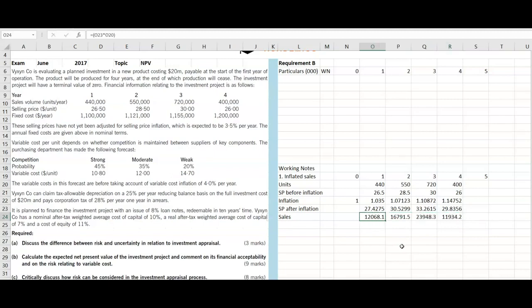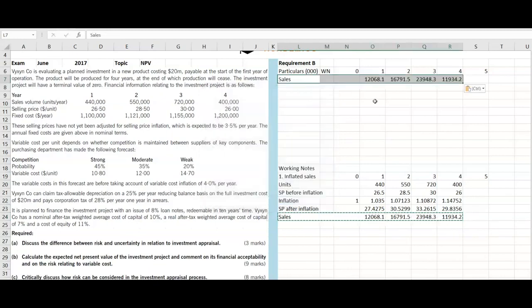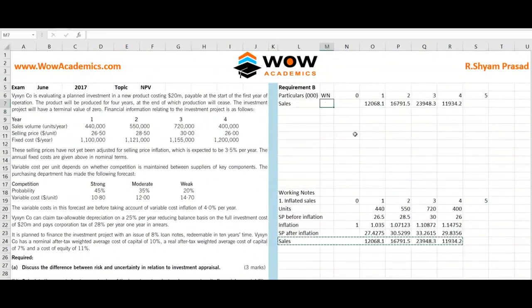So we got our numbers. We'll take these numbers and paste them here. In the exam, if you don't have this special paste function, then you have to type each of these numbers individually. In Excel, we have all the formulas easily and can quickly get it. But in the exam, if you don't have this function, you have to type each of these individual numbers. Okay, so working note number 1 is done.